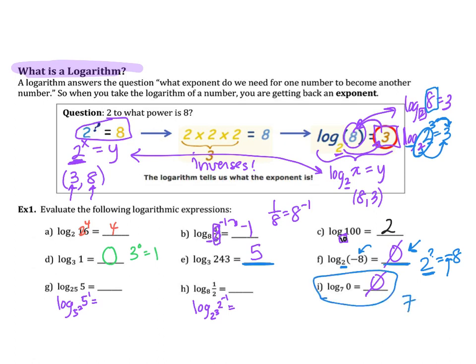So 7 to what power would give us 0? Well, that's also not possible. You can't take a base to an exponent and get 0 as a result. So these last two, G and H, I left blank. So remember my little shortcut up here. If you made the same base, 8 and 8, 10 and 10, 2 and 2, you just get the answer of whatever that exponent is.